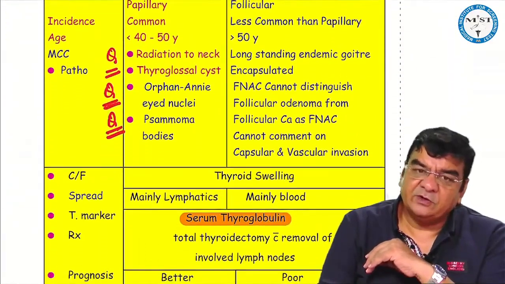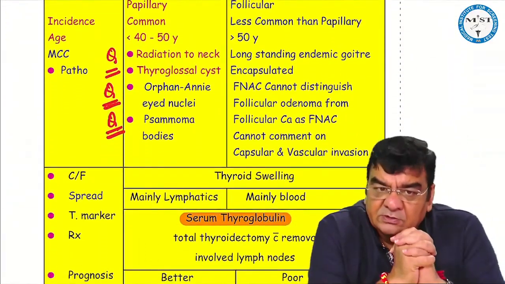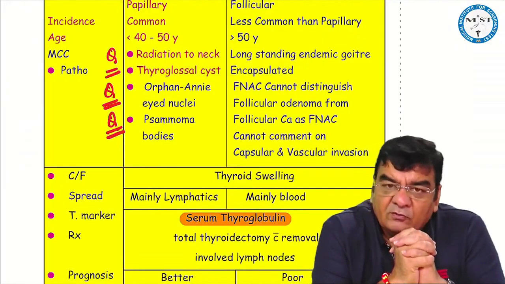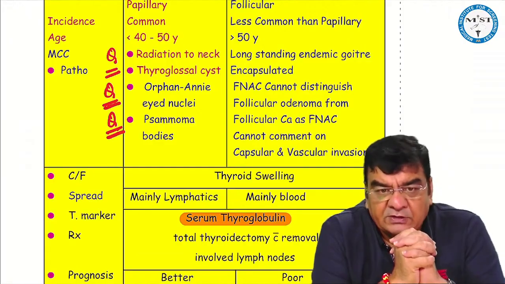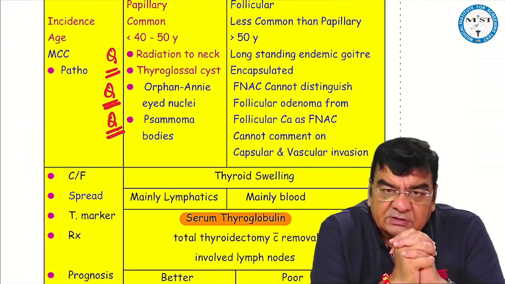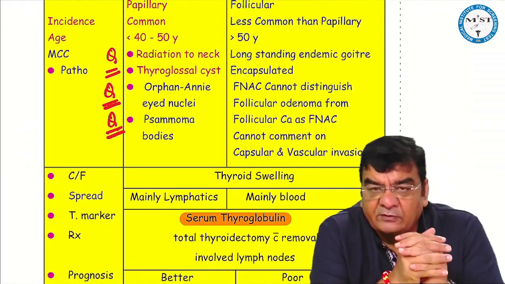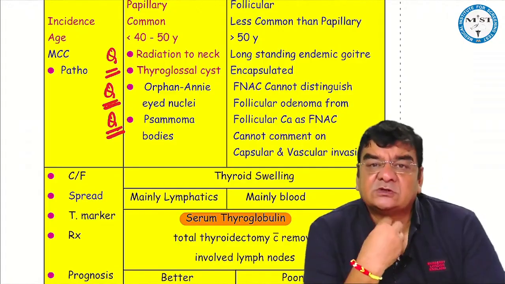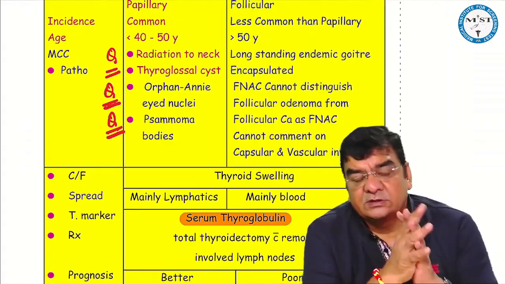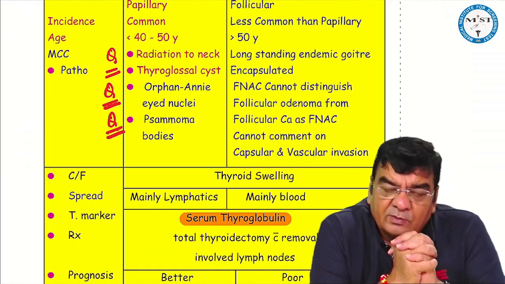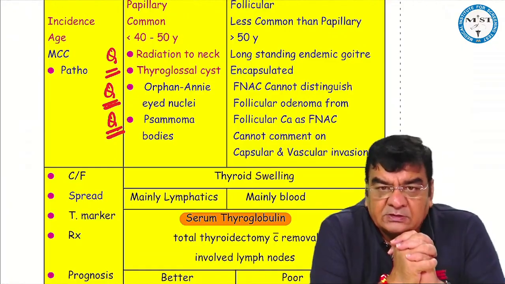If we see the differences between papillary and follicular, papillary is much more common and usually seen in a slightly younger age group, less than 40 to 50 years, follicular usually after 50 years of age. The reason for papillary cancer is radiation to the neck, especially if multiple X-rays and CT scans are done in a child less than 5 years of age. The chances of papillary thyroid cancer developing later in life are more. Thyroglossal cyst, which moves with protrusion of tongue, can complicate to papillary thyroid cancer, while follicular thyroid cancer is common in long-standing endemic goiter.